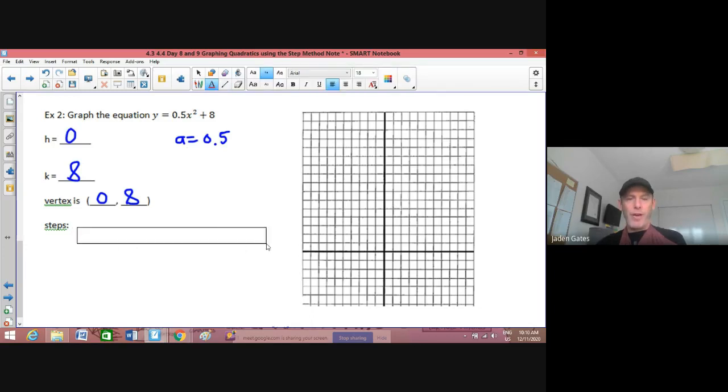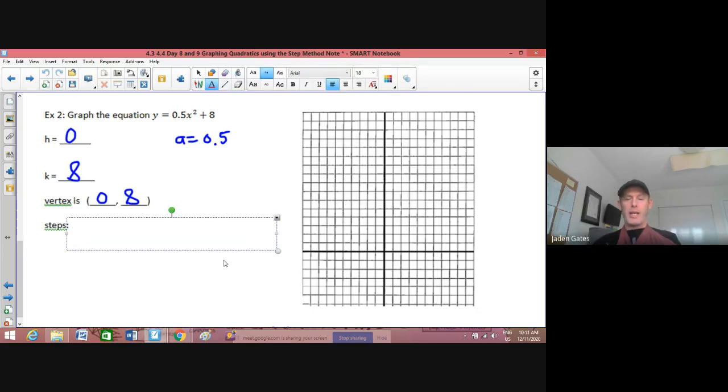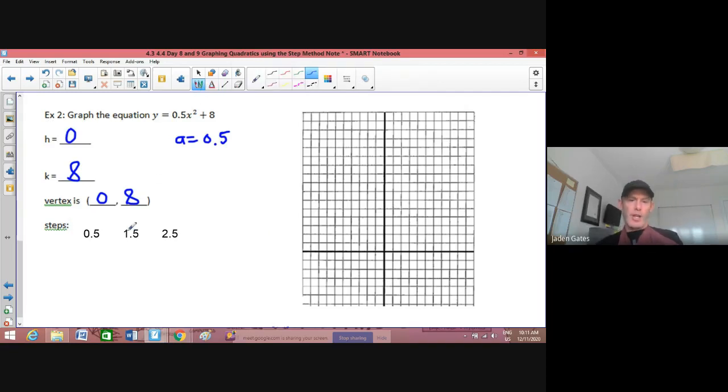Now my steps. Again, 1, 3, 5, but I've got to multiply them by a. So 1 times 0.5 is 0.5. 3 times 0.5 is 1.5. And 5 times 0.5, a little calculator, 2.5. All right. So now I can graph my parabola because I know my steps and I know where my vertex is.